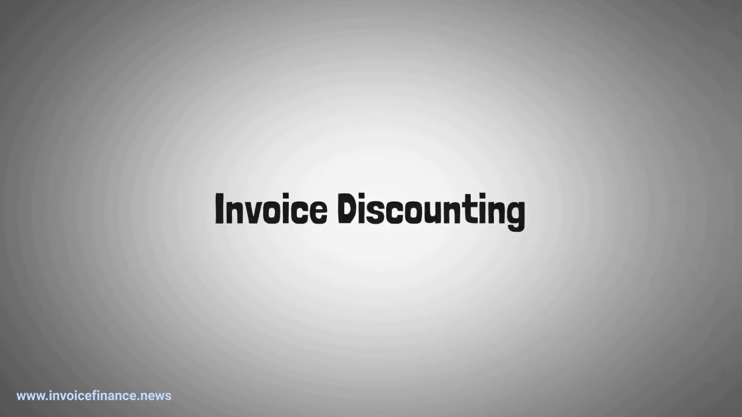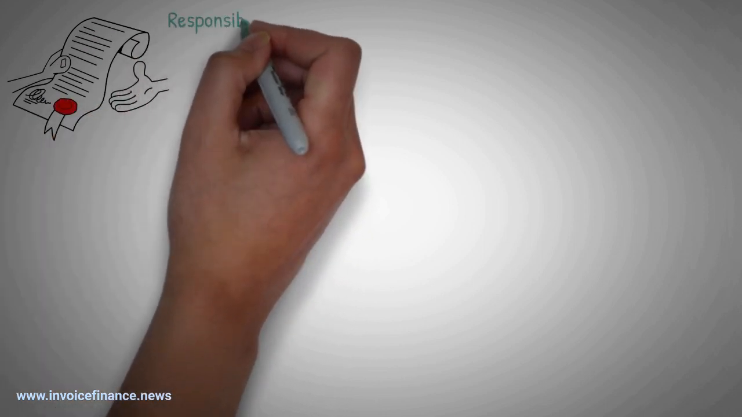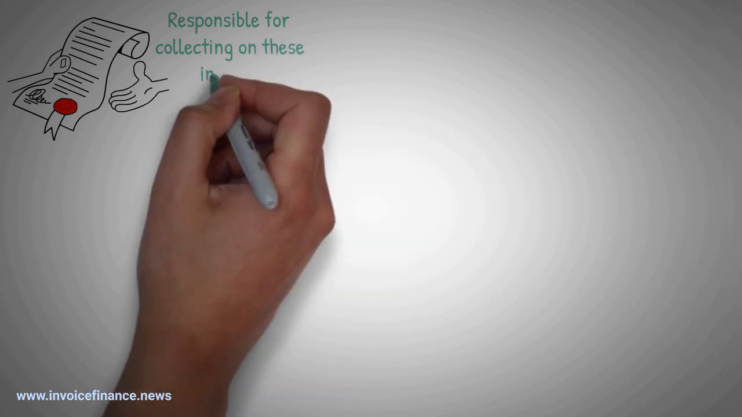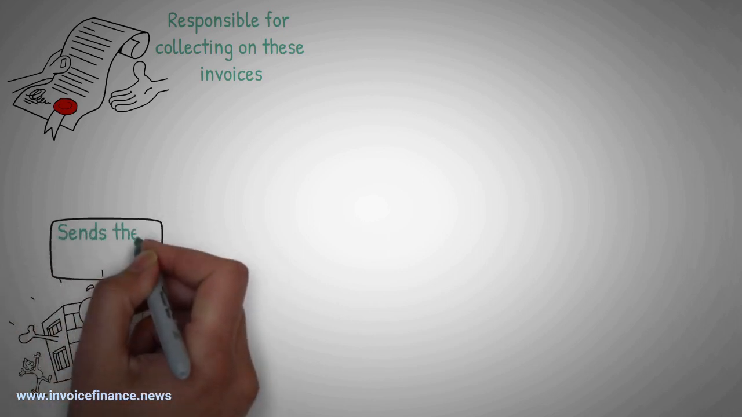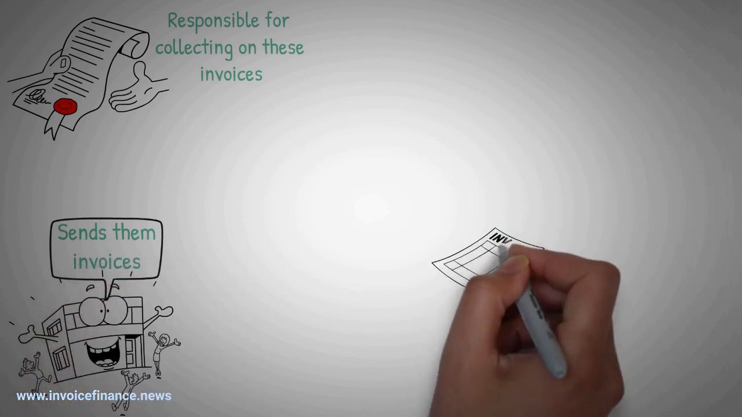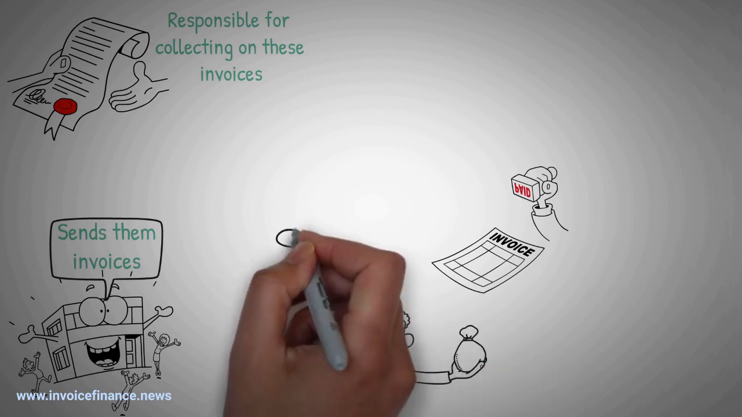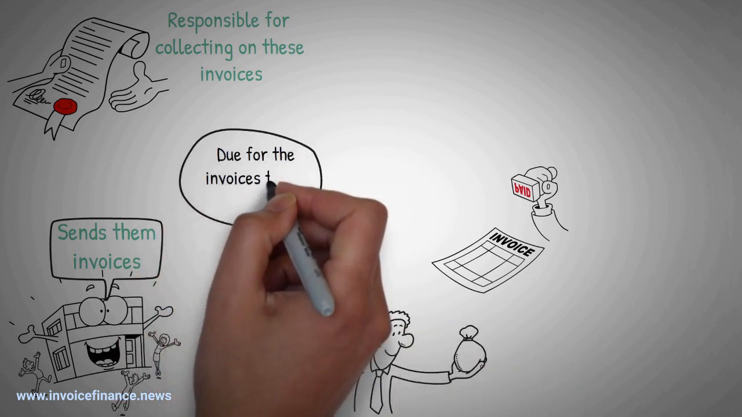Invoice discounting. With invoice discounting, a company sells unpaid invoices in bulk to an invoice financier. The company is responsible for collecting on these invoices. Here is a breakdown of the invoice discounting process. A company sells goods or services to customers and sends them invoices. The company sells a batch of unpaid invoices to an invoice financier. The invoice financier pays some of the money due for the invoices to the company.